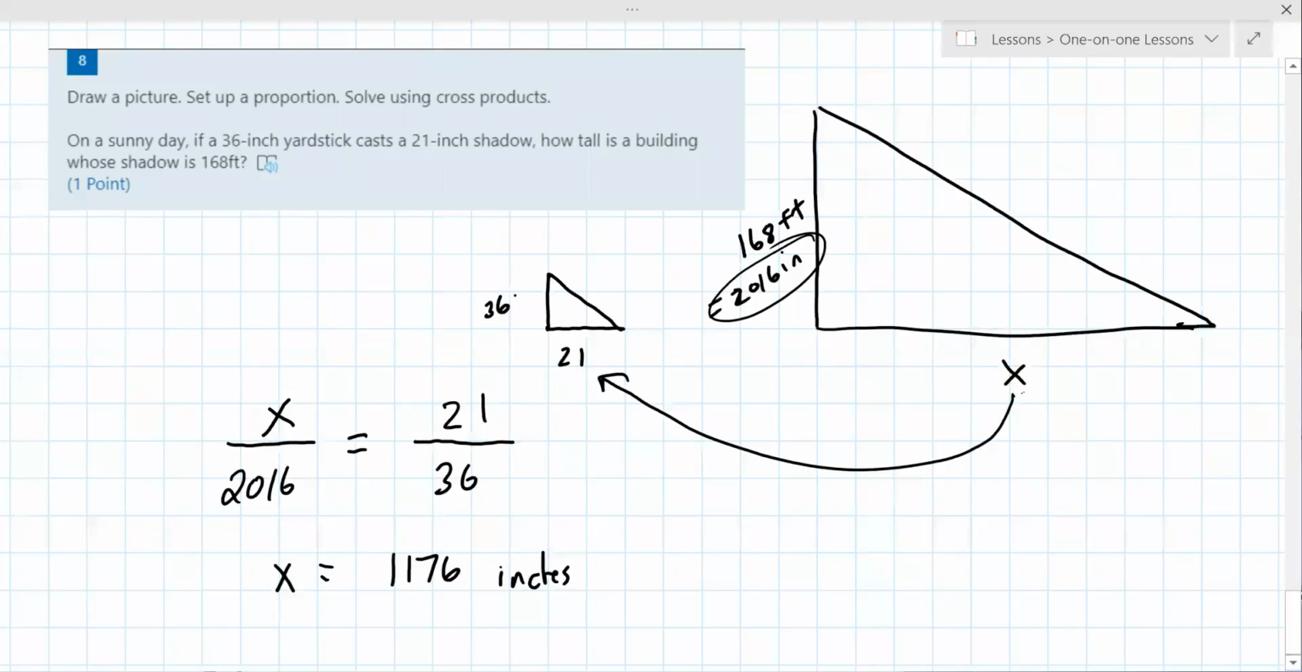I'm going to bet that nicely turns into feet. Yeah, it ends up 98 feet. So your text here says to use cross products. I've been saying cross multiply, but it's the same thing.